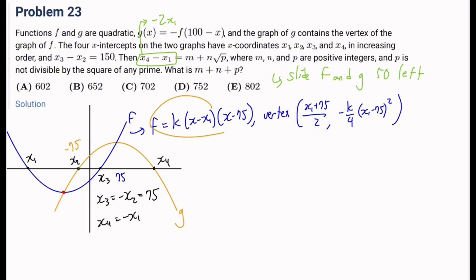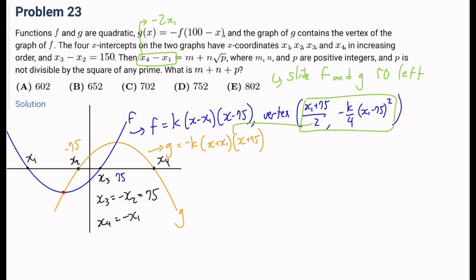And so if f is this, then g is equal to minus k times x plus x1, right? X plus x1, because x4 is equal to negative x1, times x plus 75, because this is negative 75. And then if we just plug this into here, then that will give us minus k times x1 plus 75 over 2 plus x1, so 3, right? This times, and then all over 2, x1 plus 75 times 3, like that, right?